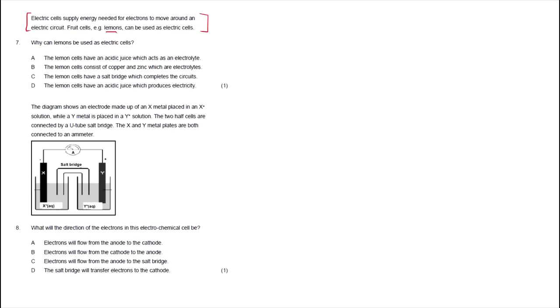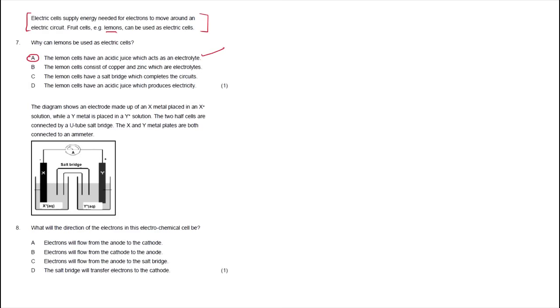Because acid juice allows ions to flow, which creates electricity. So our correct answer will be A, because A says that the lemon cells have an acid juice which acts as an electrolyte. And then next, we will move to question 8.